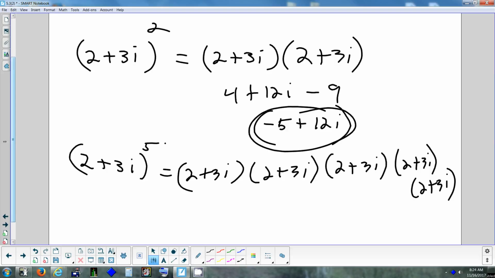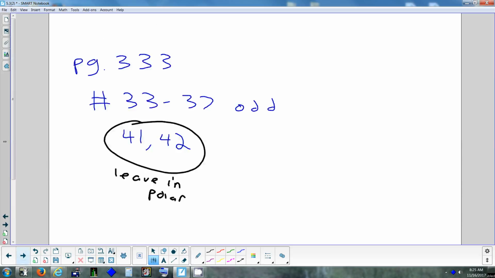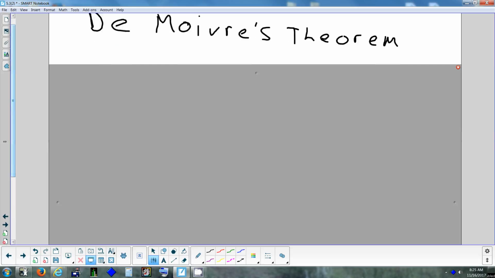Now, if we had something like this to the 536th power, now it's getting kind of ridiculous. You can't do that this way. It's going to take way too long to write out 2 plus 3i 536 times and then FOIL each pair together. There might even be some little shortcuts in there, but it's still going to take forever. So in polar, you can do this problem just as fast as you can do that problem, or the one above it. They all take the same amount of time. I'm going to show you the trick for that. If you have to raise a complex number to a power, the shortcut I'm going to show you is called De Moivre's theorem.